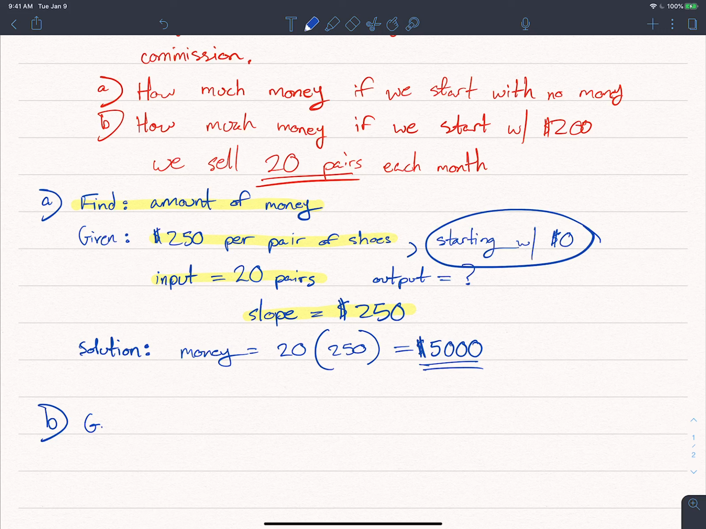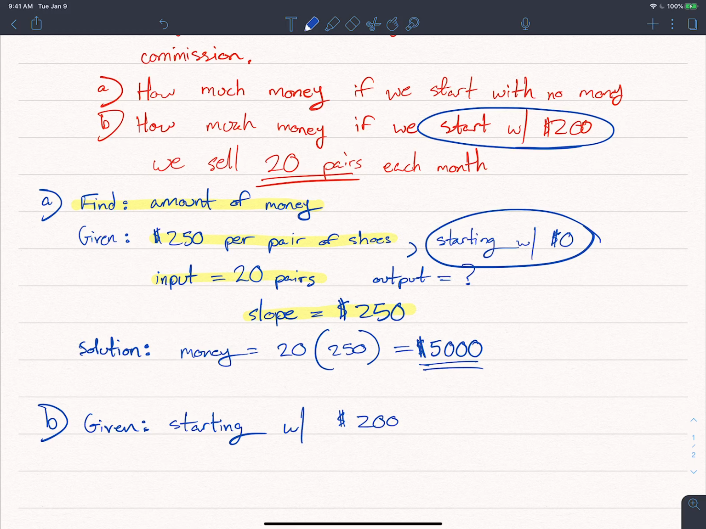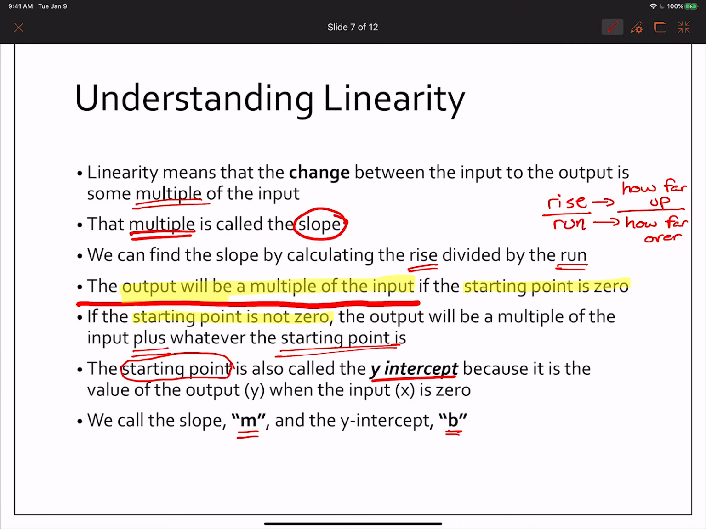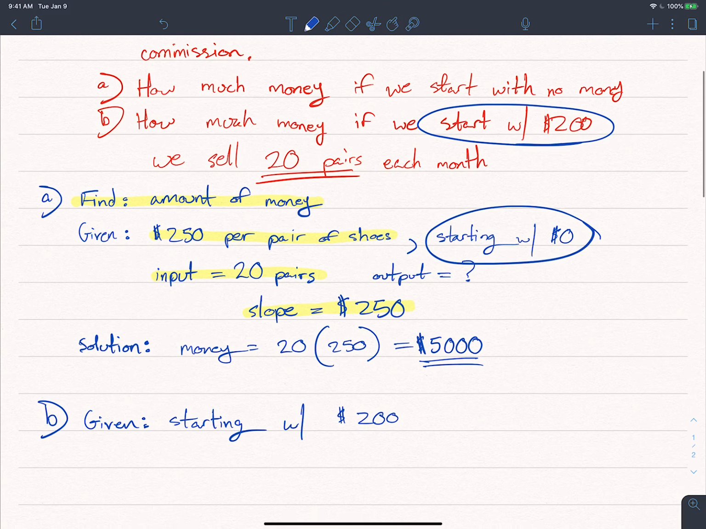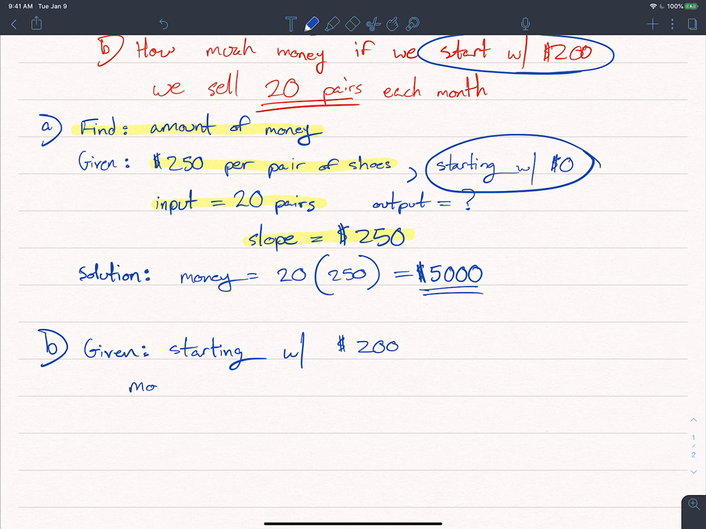So for this one, I'm just going to write the given. The given here, instead of starting with $0 in our bank account, what are we starting with? We're starting with $200. So this time we start with $200. Now if we go back, we'll see that if the starting point is not 0, then the output will be a multiple of the input plus, keyword plus, whatever the starting point is.